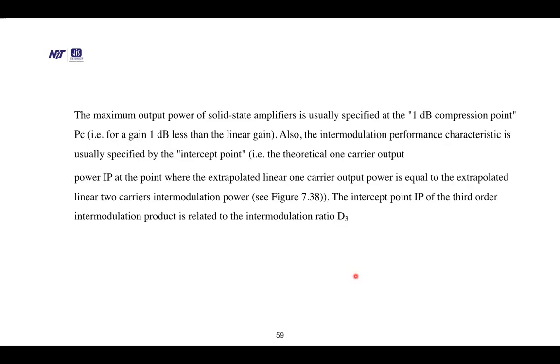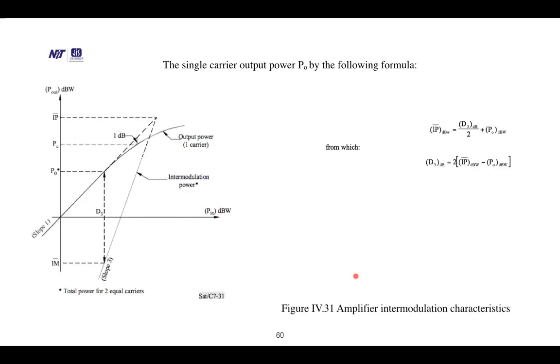The maximum output power of a solid state amplifier is usually specified at the 1 dB compression point. Power IP is the power point where the extrapolated linear 1 carrier output power is equal to the extrapolated 2 carrier intermodulation power. The amplifier intermodulation characteristics are shown over there.